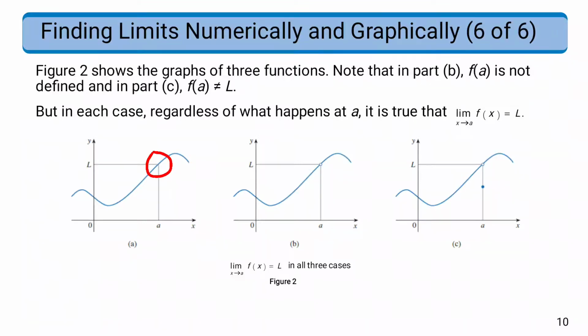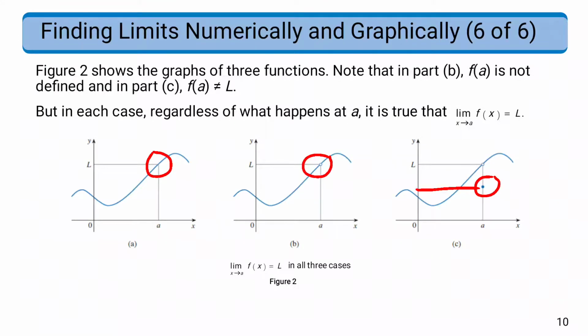But for the second graph at x equal to a, we can see that the function is not defined at x equal to a. For the third graph, we can see that the function is defined at x equal to a, but the value is not L. Some other value somewhere here, which you can say is some value smaller than L.